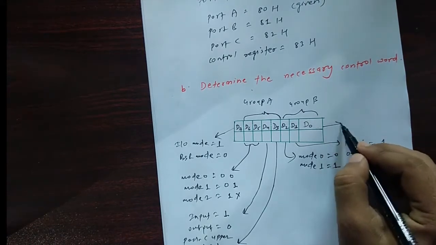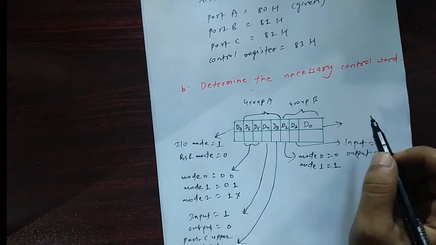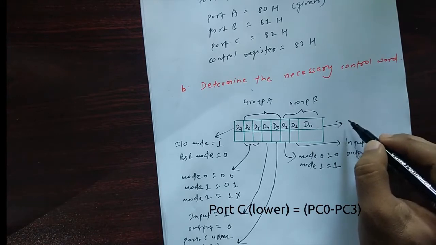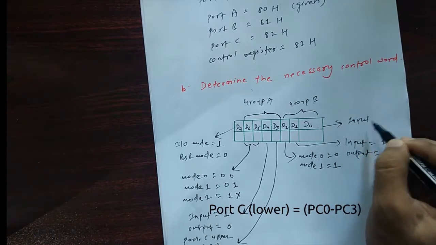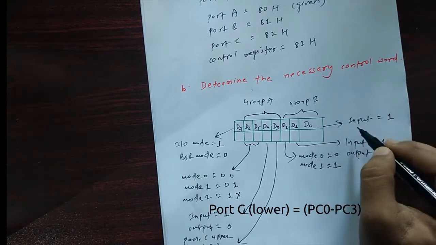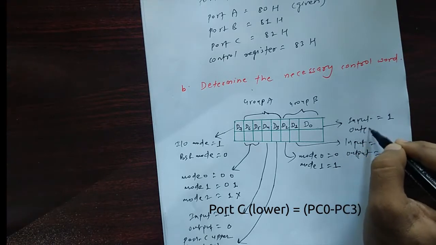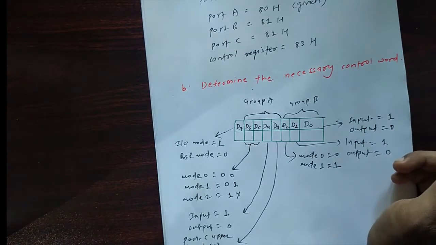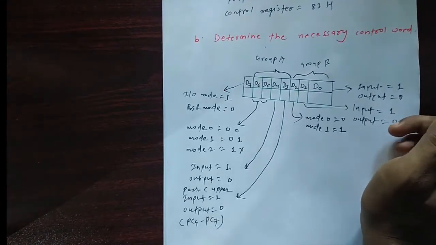And then we have D0, and this will be 1 if port C lower is input, and this will be 0 if port C lower is output. Okay, and yeah, it looks pretty messed up, but I think you have got the idea.